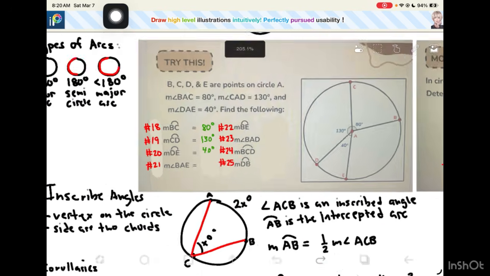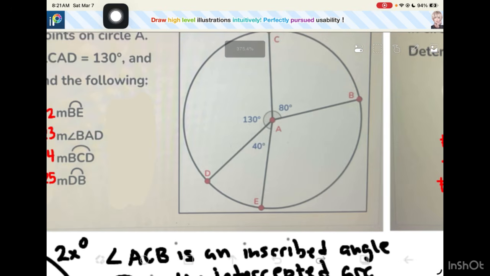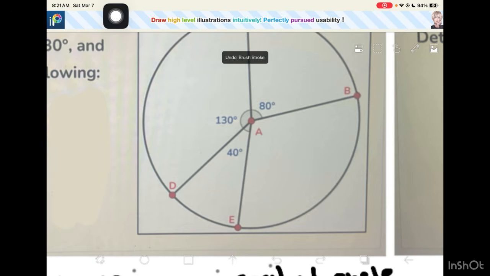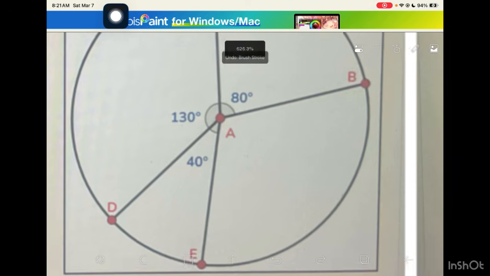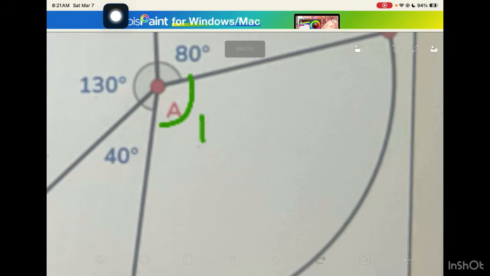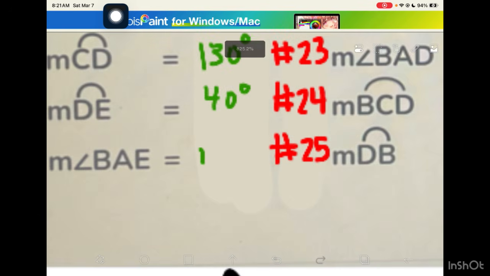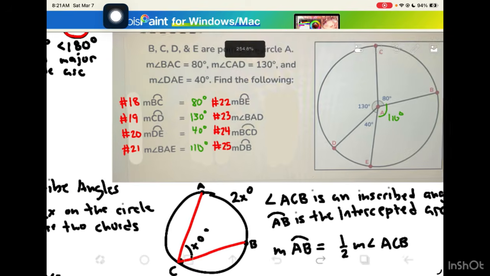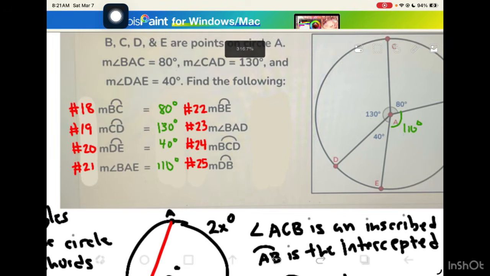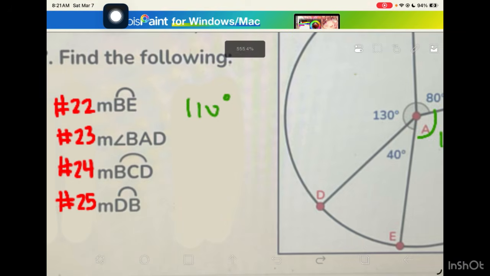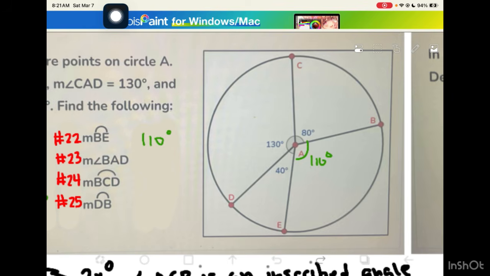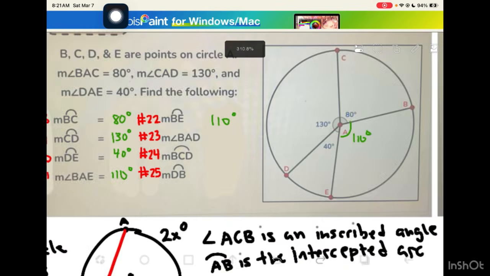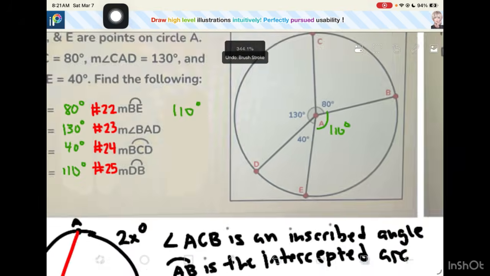Alright, then BAE, the measure of angle BAE. We know that the sum of everything here is 360. So 130 plus 80 is 210, plus 40 is 250. 360 minus 250 is 110 degrees. Okay. Next, arc BE. So therefore, it's also equal to 110 degrees. And then angle BAD. So it's just equal to 110 plus 40, which is 150 degrees.